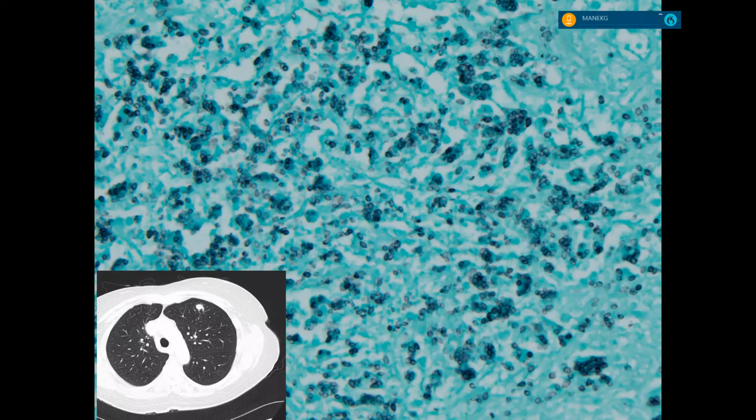We've got a GMS stain, Gomori methenamine silver, that's the green with the black. You've got black organisms in it, so that makes it fungus. The differential for fungal yeast is histo, crypto, blasto, cocci: Histoplasma, Cryptococcus, Blastomyces, Coccidioides. If they were elongated organisms, the differential would be Aspergillus, Mucor, and related things.